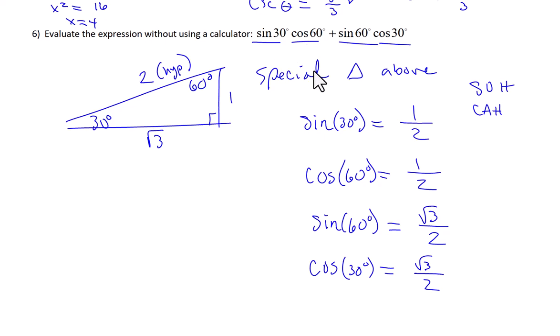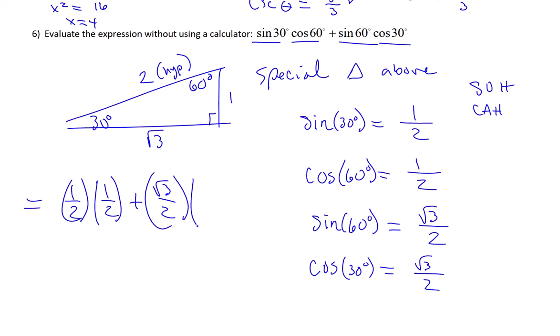So this is a lot of good practice with the trig ratios. If you put this all together, we're looking for sine of 30, which we said was 1/2, times the cosine of 60, which was also 1/2, plus, this is the expression given originally, sine of 60, which we just found to be root 3 over 2, times the cosine of 30, which is also root 3 over 2. All we have to do is put this together, which gives us 1/4 plus 3/4, which of course is just 1.